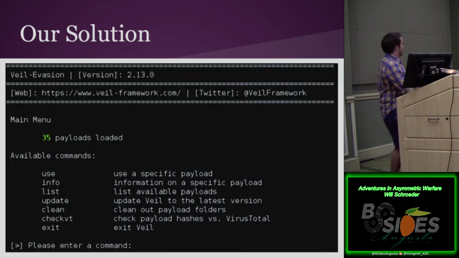This is a screenshot of the Veil-Evasion interface. You see all the payloads that are loaded. This is actually 2.1.3, which is in the dev tree now. It's going to be released, or merged into master, on the 15th. And we have all of our common interface and stuff like that.